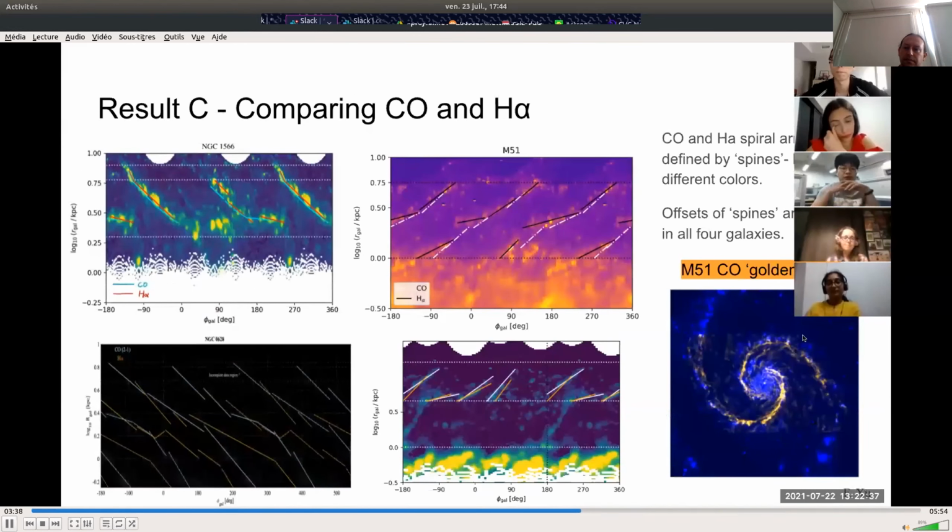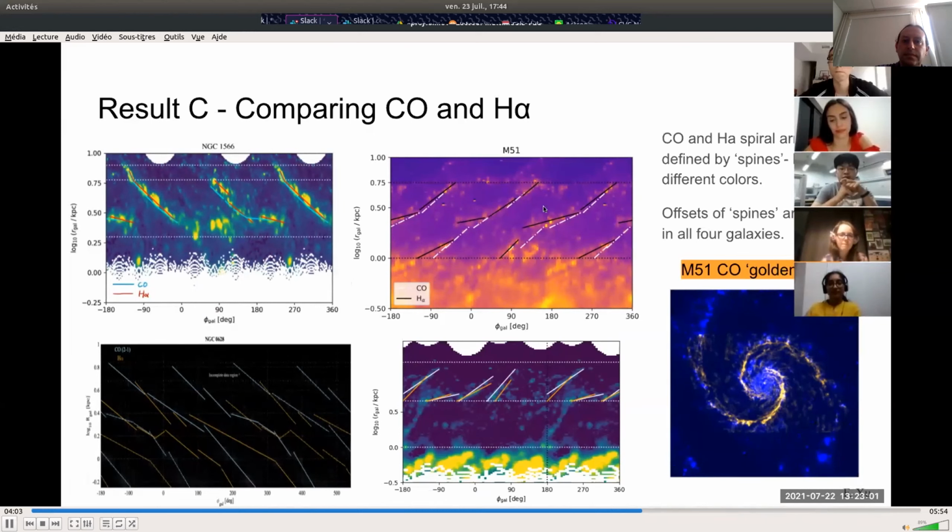Without seed, we compare the two arms. Both pictures on the left show both CO and H-alpha arms blended with different colors because of the spine of the spiral arm. As we can see, the two arms are different in their position as well as the pitch angle. Let's see the upper right panel, that is the famous M51, of which CO and H-alpha always offset.